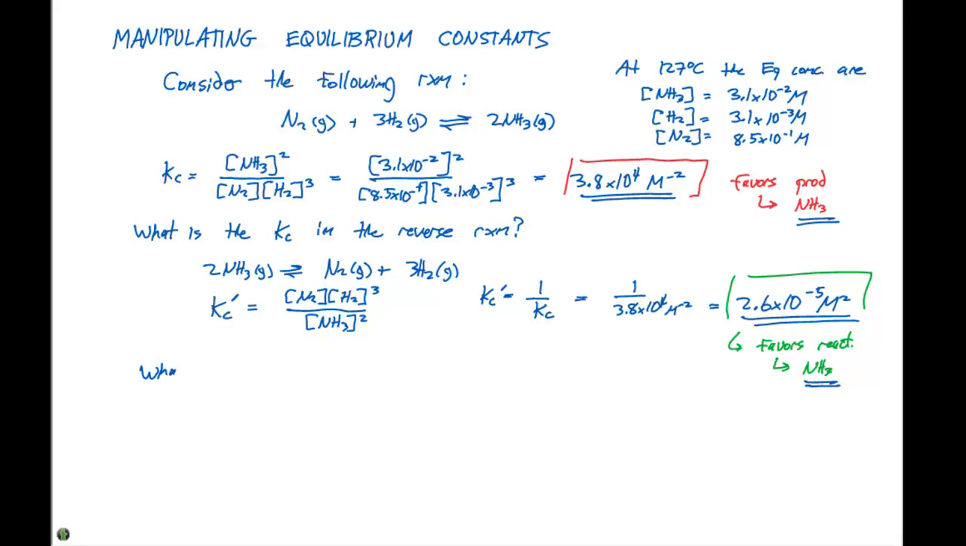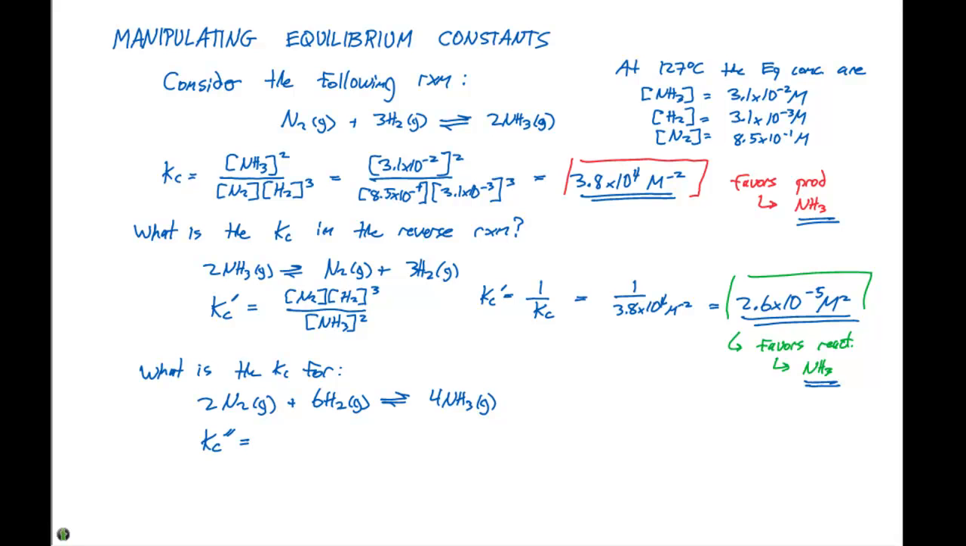Okay? So what happens now if we ask for the Kc for the following reaction? So what is the Kc for 2N2 as a gas plus 6H2 gas in equilibrium with 4NH3 gas? So what we've done here from our initial reaction down to this one is we've doubled the quantities of each. So we're going to call this Kc double prime.